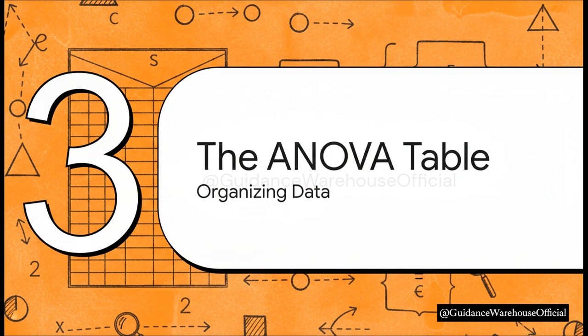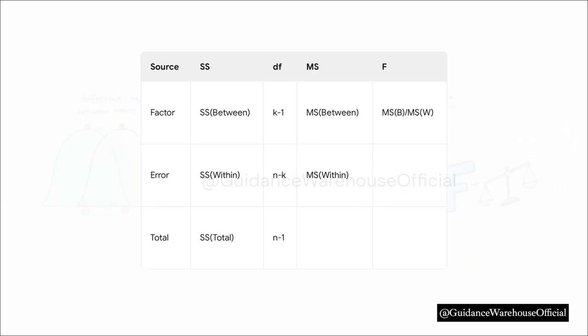All right, Section 3, the ANOVA table. Listen, if you try to calculate all of those sums of squares on a blank piece of scratch paper, you are going to get completely lost. So, statisticians use this incredibly standard structure to keep everything perfectly organized. Notice how it reads logically from left to right. We list our sources of variation on the far left, the factor, which is the between-group signal, and the error, which is the within-groups noise.